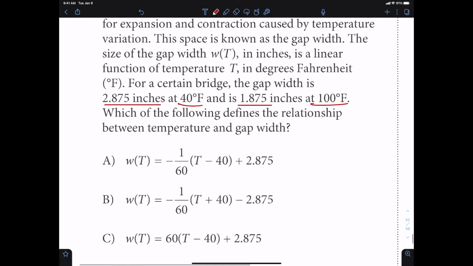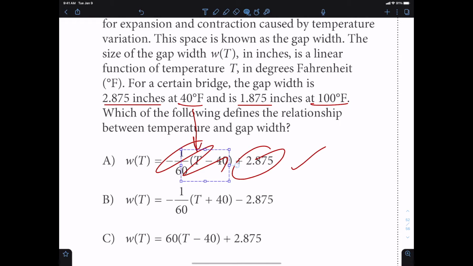So let's go ahead and do that for A. Plug in here. So 40 minus 40 is 0. So this cancels out, and we get 2.875. Works out.